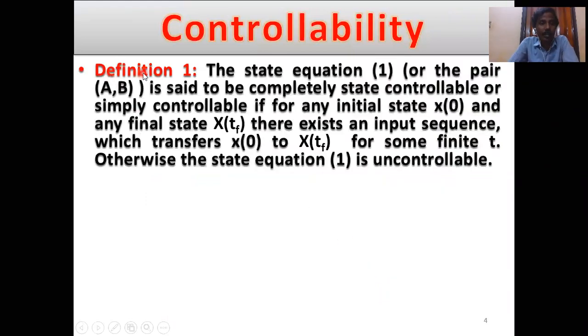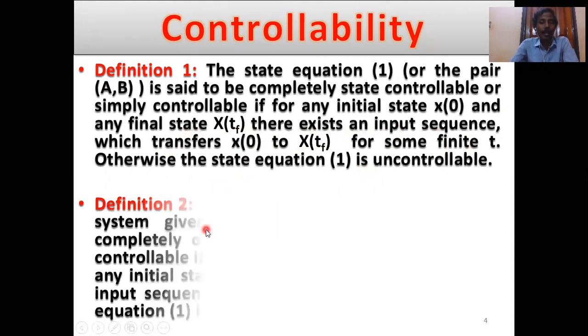Controllability. What is the definition? This is definition 1. The state equation 1, that means x dot t equals A x t plus B u t and y t equals C x plus D u, or the pair A B, is said to be completely state controllable, or simply controllable, if for any initial state x of 0 and any final state x of tf there exists an input sequence which transfers x0 to x of tf for some finite t. Otherwise the state equation is uncontrollable.